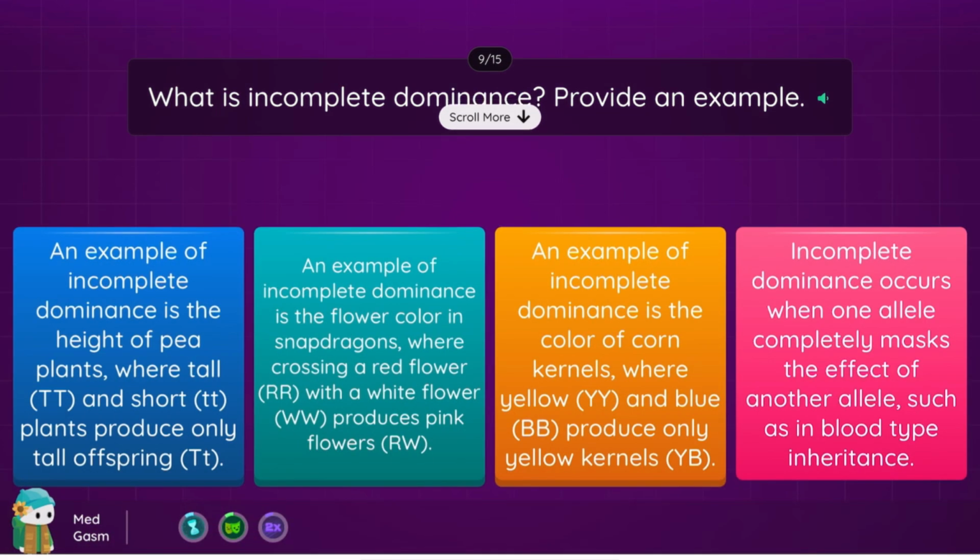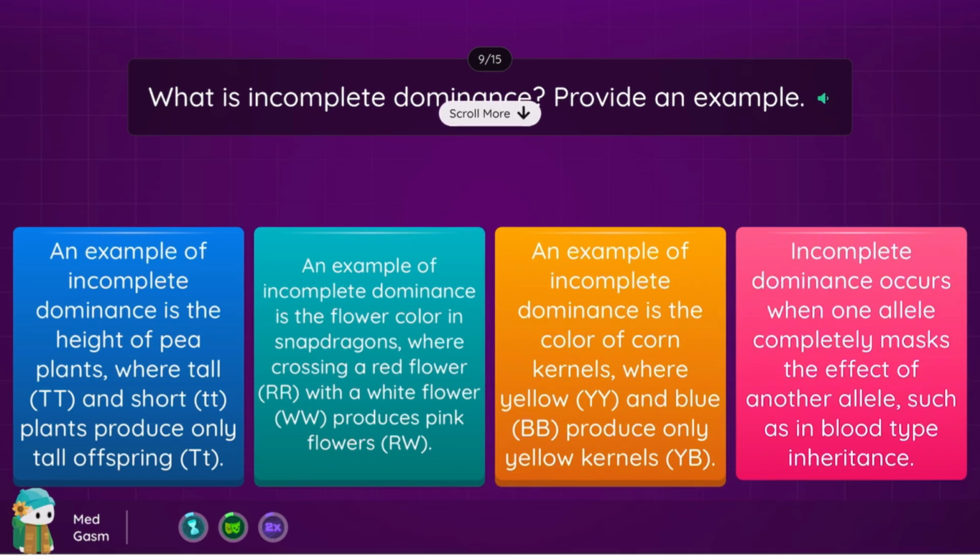Question. What is incomplete dominance? Provide an example. Option 1. An example of incomplete dominance is the height of pea plants, where tall, TT, and short, tt, plants produce only tall offspring, Tt.